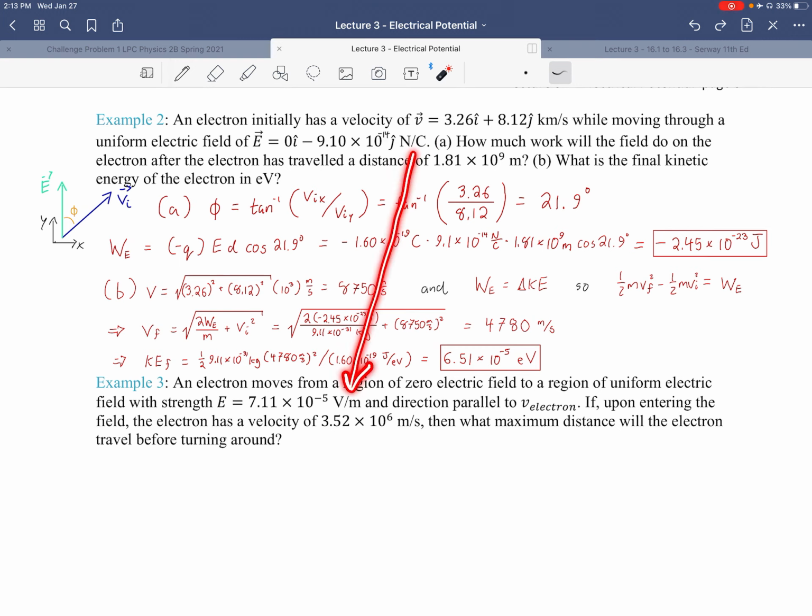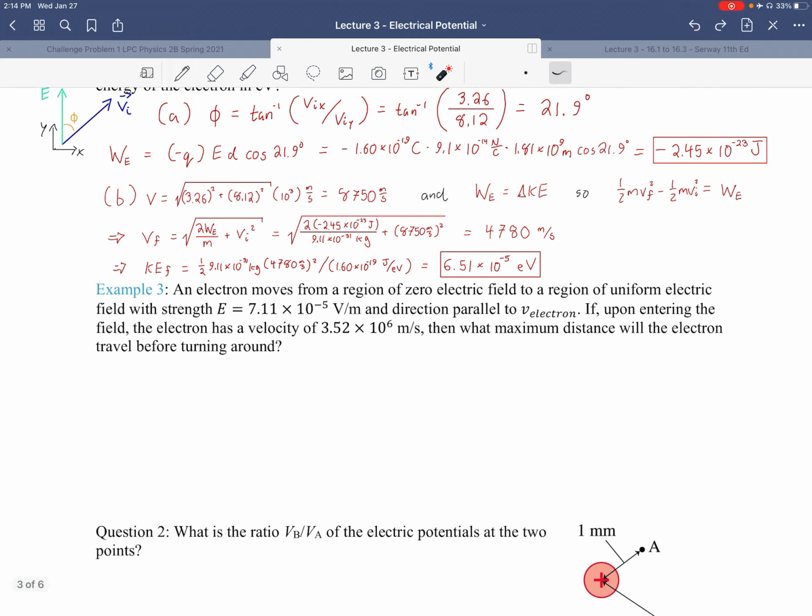Well, that's totally fine. Because think about the maps of equipotential lines. We saw that it was volts per meter that represented the actual relationship between volts, distance, and electric field. So we have two alternate ways of expressing the units, two very reasonable alternate ways of expressing the units of the electric field. Make sure to pay attention to that. All right, and the direction is parallel in this case to the velocity of the electron. If upon entering the field, the electron has a velocity of 3.52 times 10 to the 6 meters per second, then what maximum distance will the electron travel before turning around?